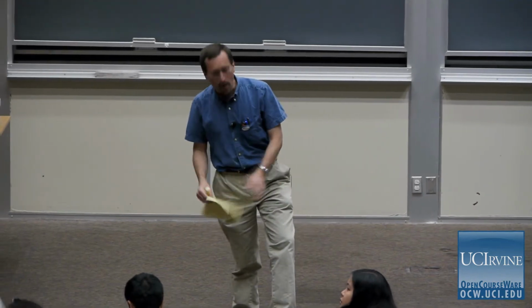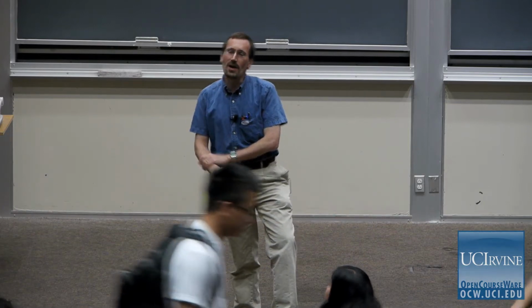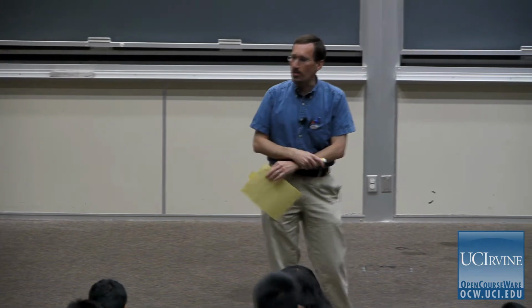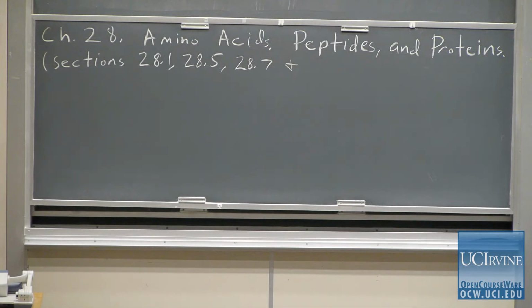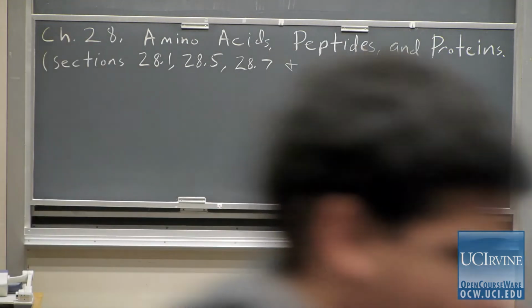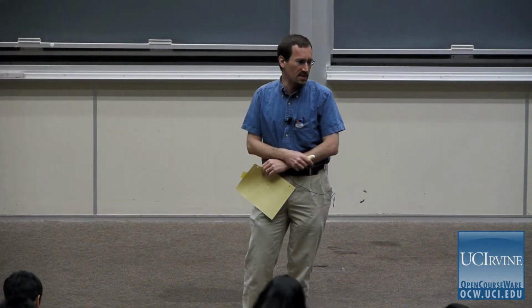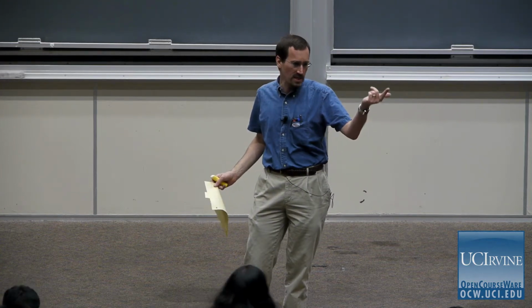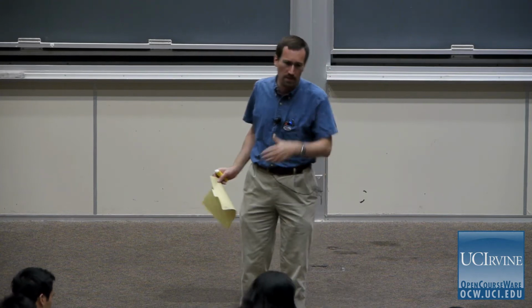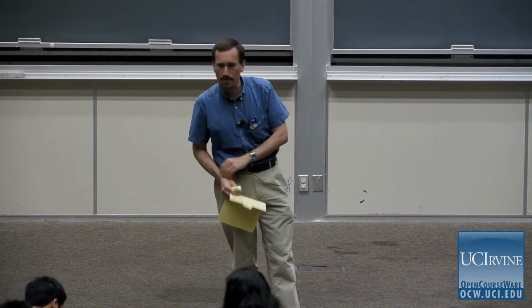All right. So what I want to do today is to talk about Chapter 28. And Chapter 28 is on amino acids, peptides, and proteins. It's a beautiful chapter, beautiful topic, fantastically important. Follows on the heels of carbohydrates. The main classes of biomolecules are sugars, proteins, nucleic acids, and then you throw a few lipids and secondary metabolites like alkaloids and so forth on top of that.